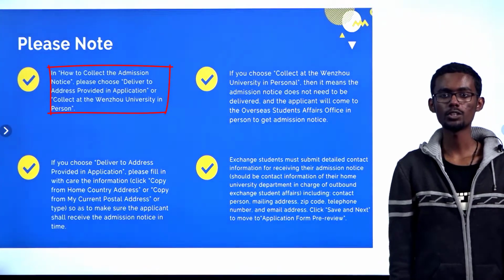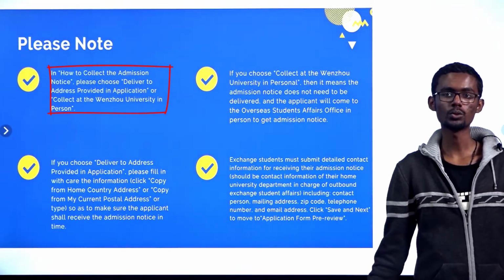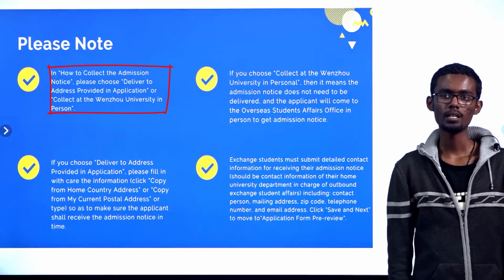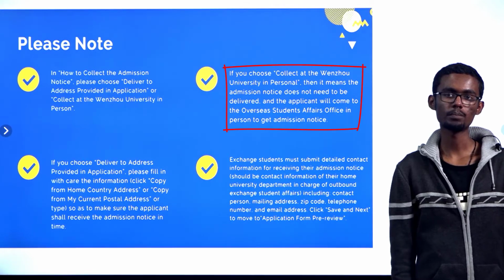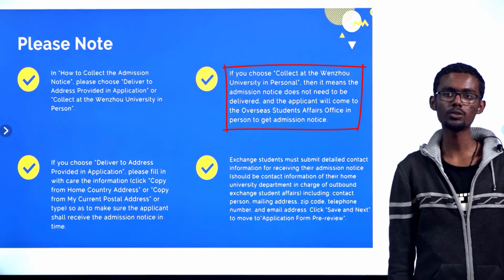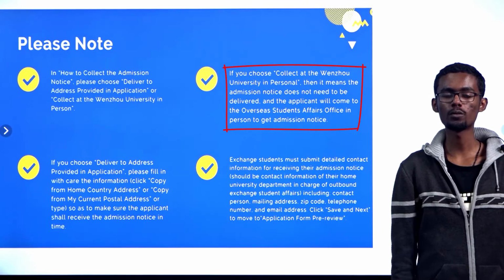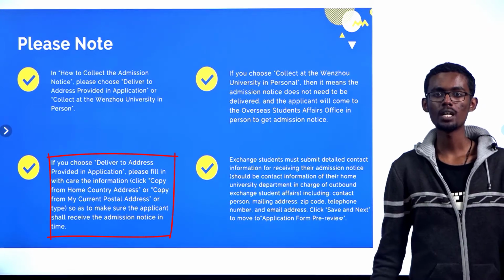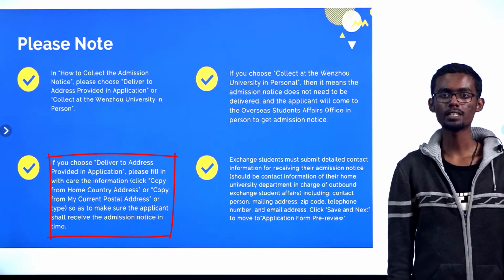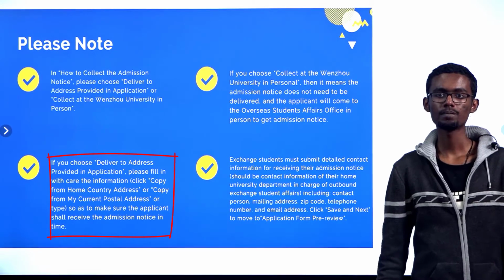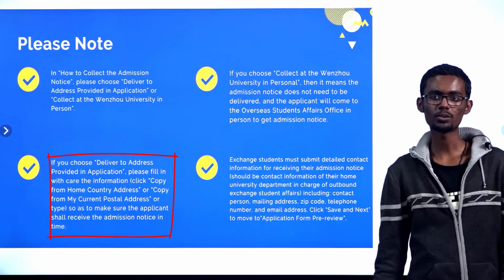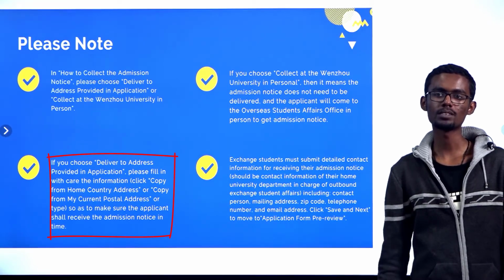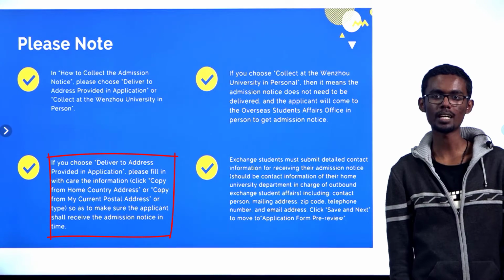In how to collect the admission notice, you can choose either delivered to address provided in application or collect at Wenzhou University in person. Please note that if you choose collect at Wenzhou University in person, then it means the admission notice does not need to be delivered and the applicant will come to the Overseas Student Affairs Office in person to get admission notice. If you choose delivered to address provided in application, please fill in the care of information, click copy from my home country address or copy from my current postal address or type, so as to make sure the applicant shall receive the admission notice on time.